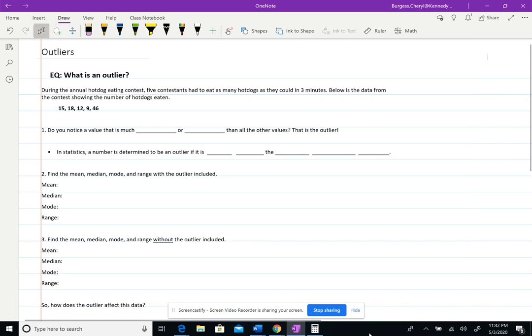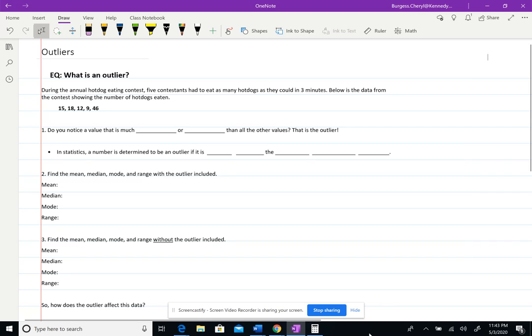This week we're going to do a short lesson on outliers, and we have two IXL assignments. The first IXL assignment is just a continuation with box and whisker plots that we learned last week, and the second one is about outliers, hence the notes. So our EQ is: what is an outlier?